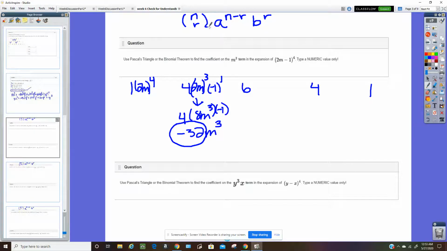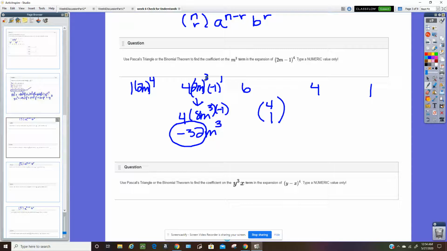The second way I could do the problem is use this little formula here. So n is the power here, 4. And then r is 1 less than the term you're trying to find, or the way I would get a 3 here is 4 minus 1. So this would be a 1. Or this would be the 0 term. This would be negative 1 to the 0 and then negative 1 to the first. So, or 2m to the fourth and then 2m cubed.